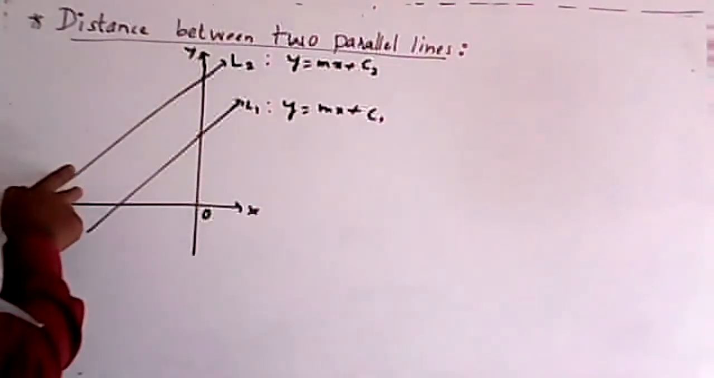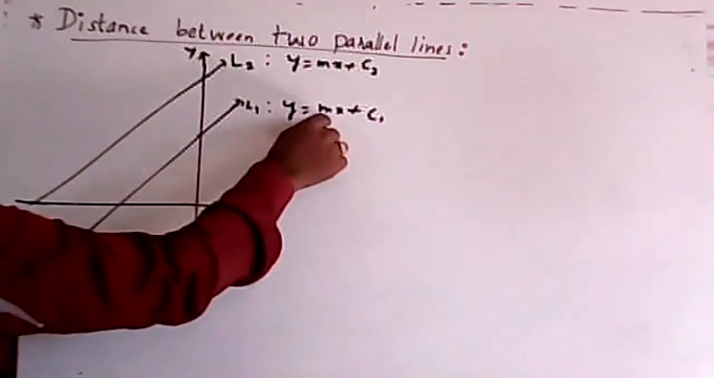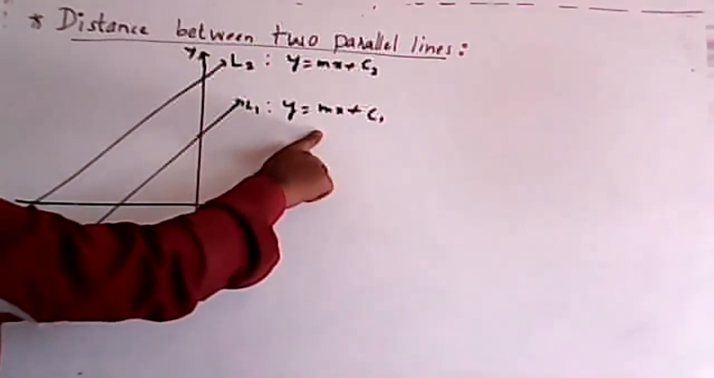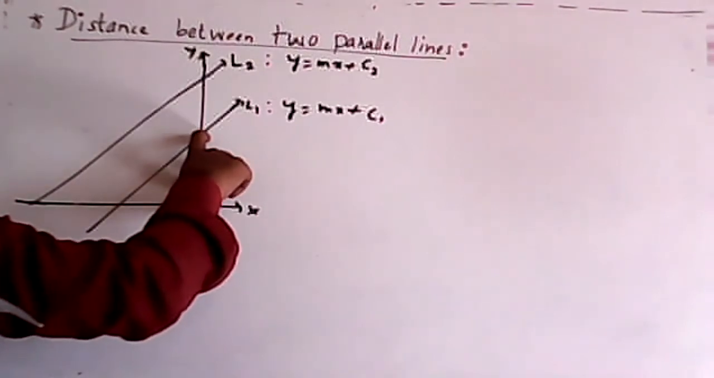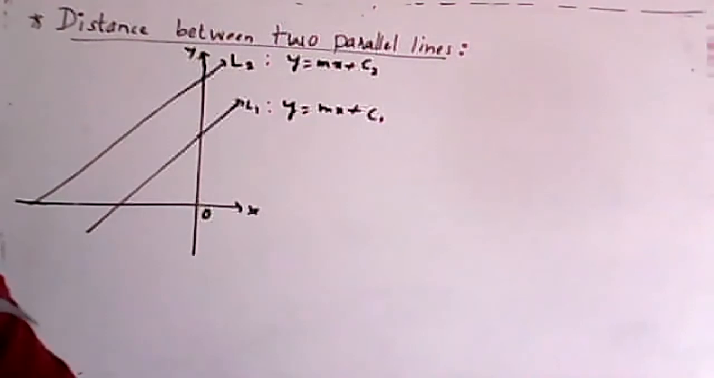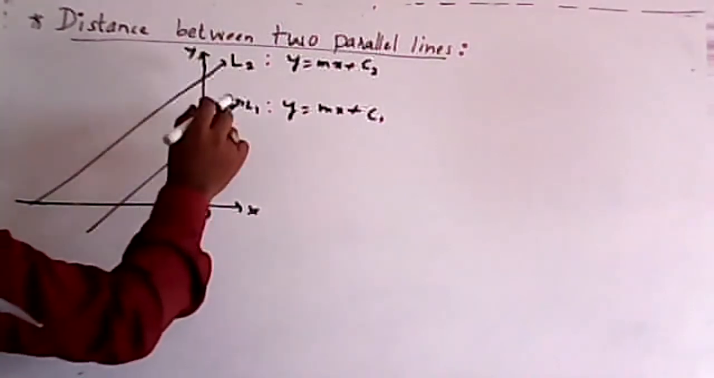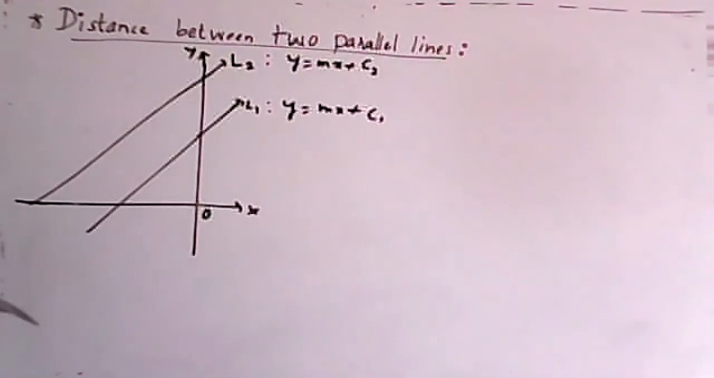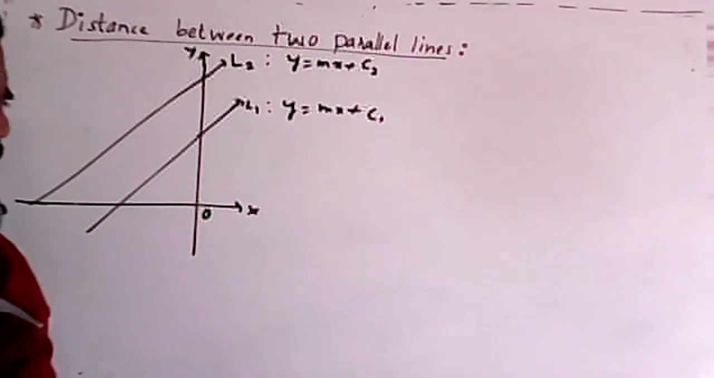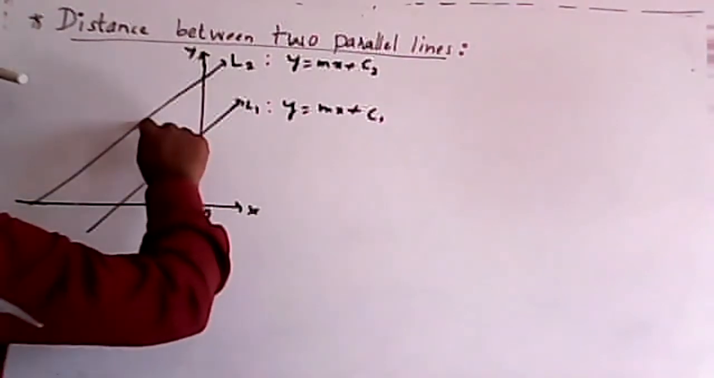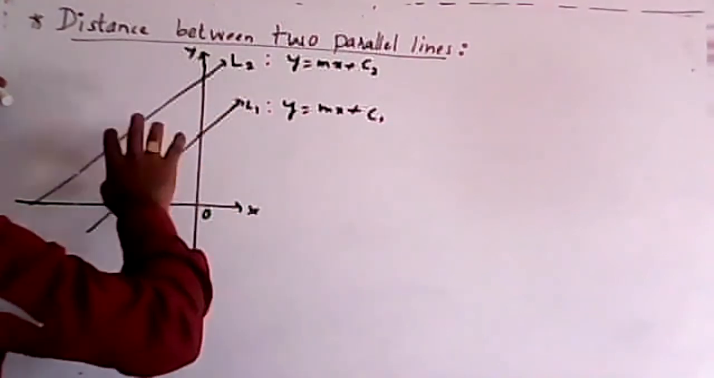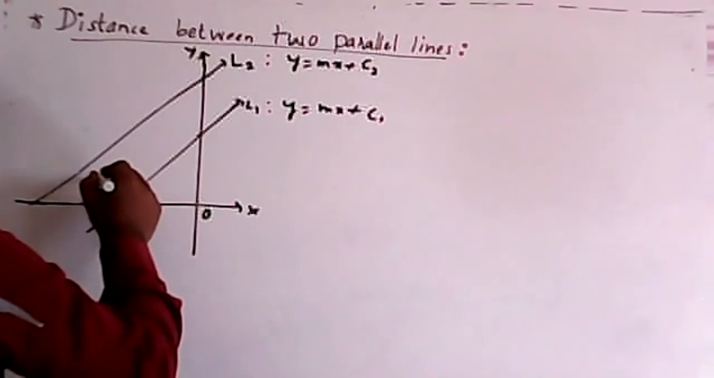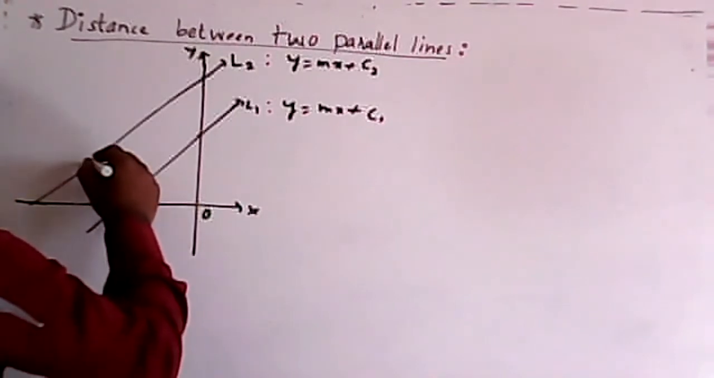The reason is both are parallel lines, so both must have the same slope, m only, and both have intercepts on the y-axis. One is smaller and one is bigger, so the intercepts are not the same. I have taken this as C2 and this as C1. And we know well that parallel lines always have the same perpendicular distance everywhere. So many perpendiculars I can draw, but all are the same. But I will draw the perpendicular here, as it will help me. So I am drawing it.